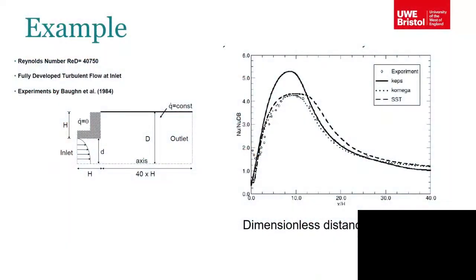So this is just a jet flow using different models. Those are the experimental values, the K epsilon model, SST model, K omega model. Which is good for this type of simulation?